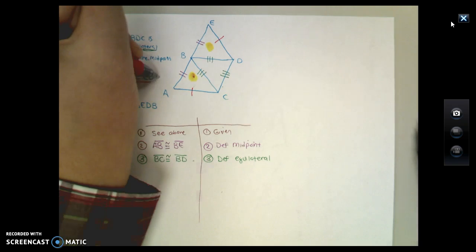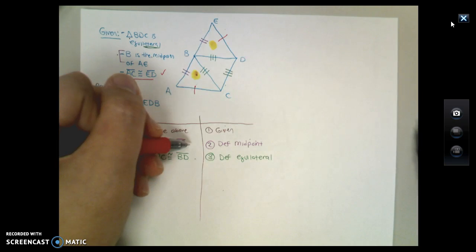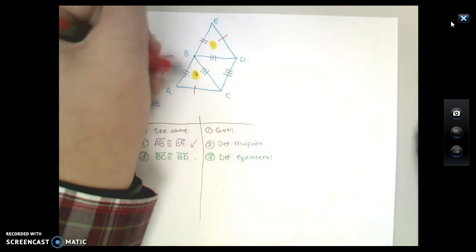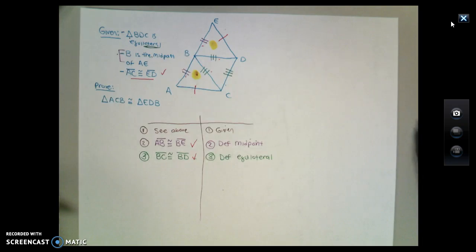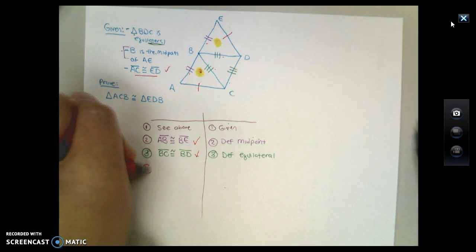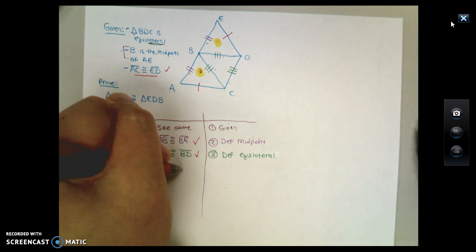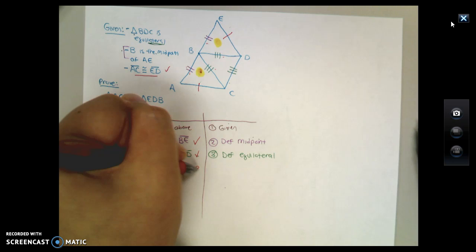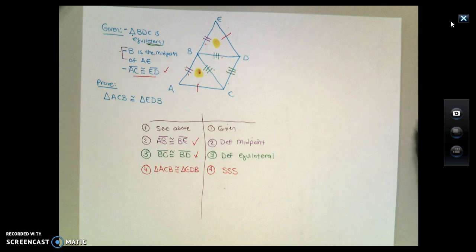I have my red up here, that side, so that's these two. I have this statement, which tells me these are congruent. And I have this statement, which tells me these two are congruent. So that's everything that I need to be able to finally say that triangle ACB is indeed congruent to triangle EDB. And that's going to be through the side, side, side theorem.